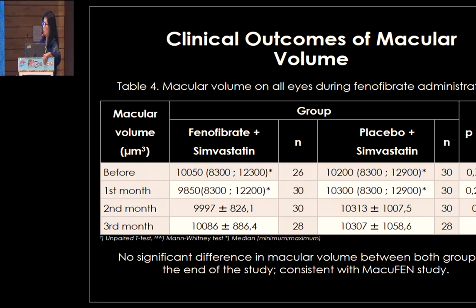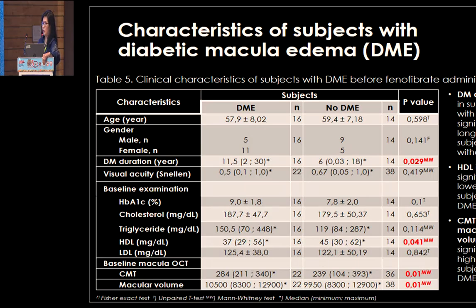And this is the outcome for macular volume. We can see here that there's also no difference in the macular volume between the two groups. And we did a subgroup analysis in patients with DME. We wanted to know what is the difference in the profiles of DME patients compared to the patients without DME.